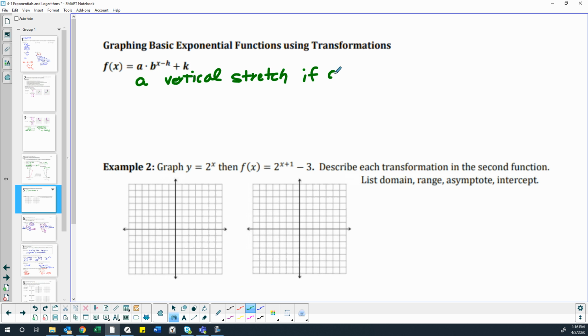If A is greater than 1, I'm going to ignore A being negative at the moment. And it's going to be a vertical compression, so it makes it shorter, if A is less than 1. Okay, I'll go ahead and put those absolute values in just so that the negative doesn't become an issue. And then negative A is a reflection over the x-axis.